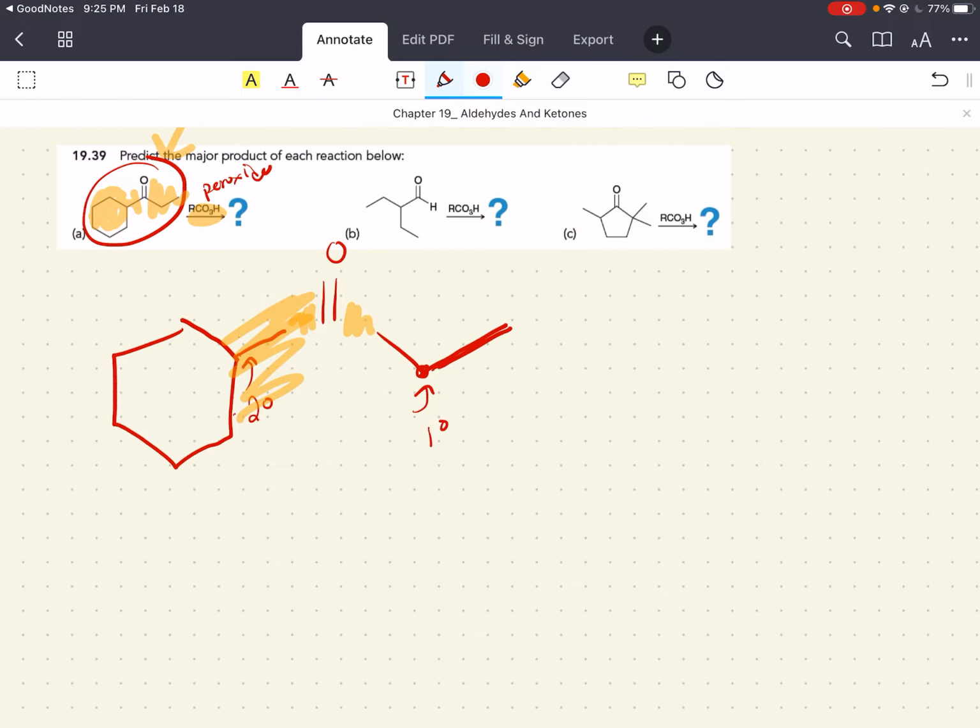So that means when we draw our final product, we're going to add the oxygen to the left side of the carbonyl. So here goes our oxygen, then comes our carbonyl, and then the rest of our molecule. So this is what our final product looks like. Okay, fantastic. Now, let's do B, and I'll leave C for you to do.